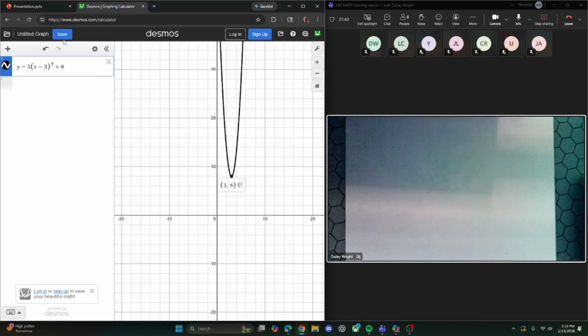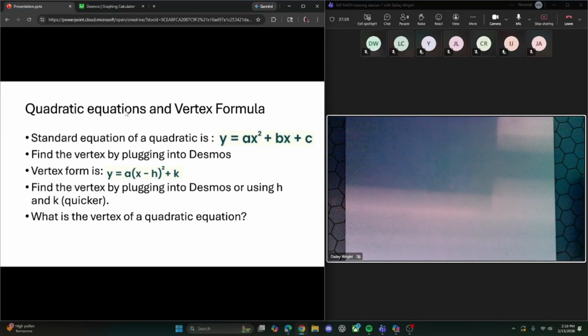So if you had this equation right here, you don't need the graph. If it asks you for the vertex, you would know h is negative 3, or h is 3, so your x value is 3 and k is 8, so your y value is 8. That is so much quicker than plugging it into Desmos.